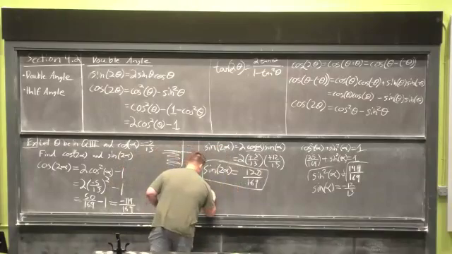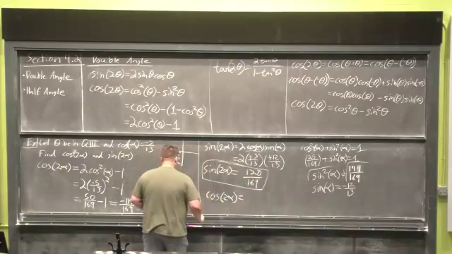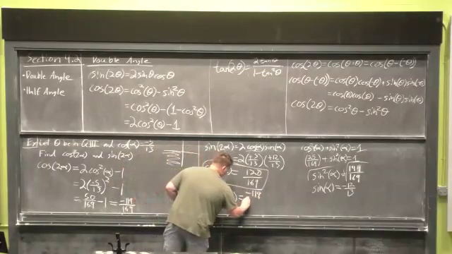And for completion, cosine of 2 alpha is equal to negative 119 over 169.